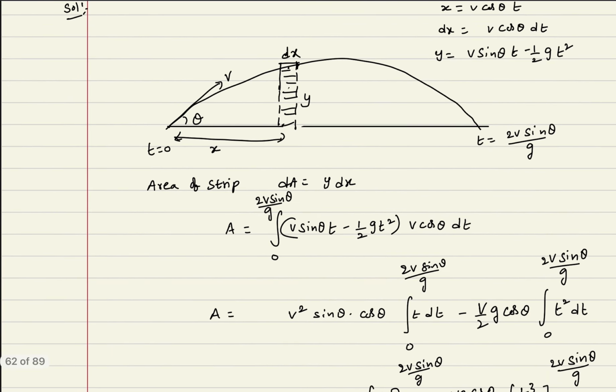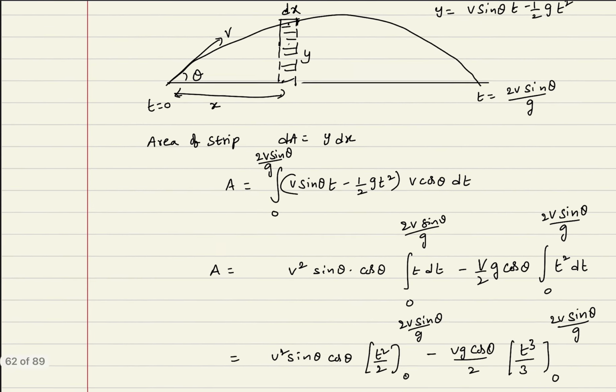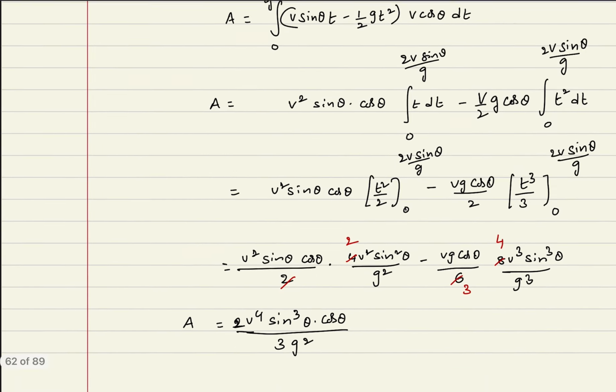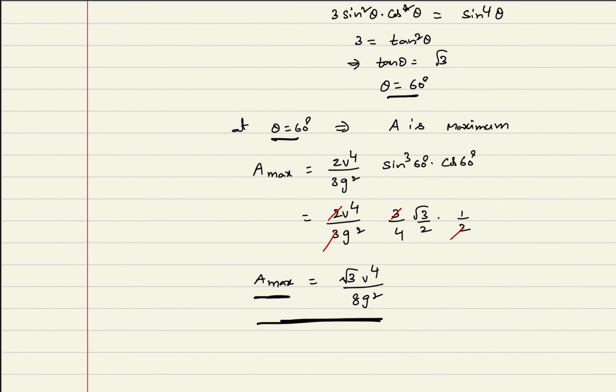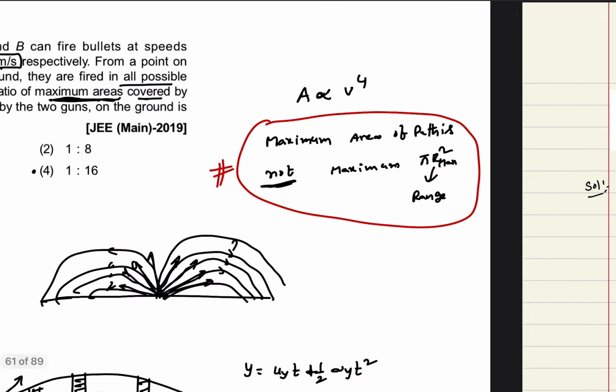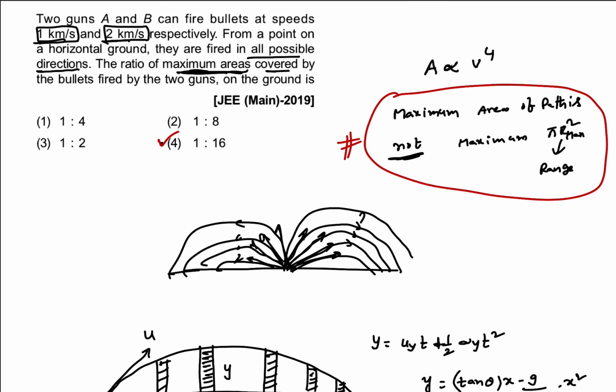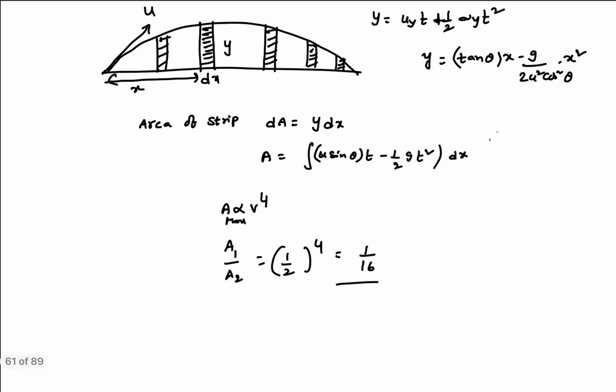I calculated it here. If you want, we can go through it in one time period. Kindly observe this carefully. In the JEE Mains exam, this much is not needed. Just get v to the power of 4, but don't write the range square term. I will get option 4.